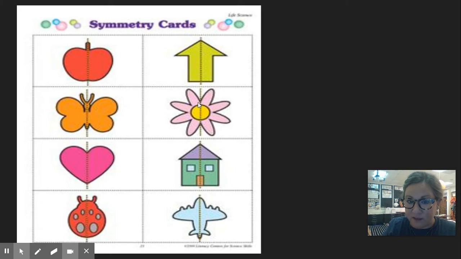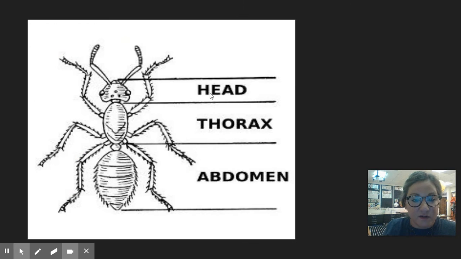This flower, for example, the line of symmetry is going right down the center. So we have half of a yellow circle on one side, half on the other. 1, 2, 3, 4 flower petals on one side, and then 1, 2, 3, 4 flower petals on the other side. So today we're going to talk about insects.